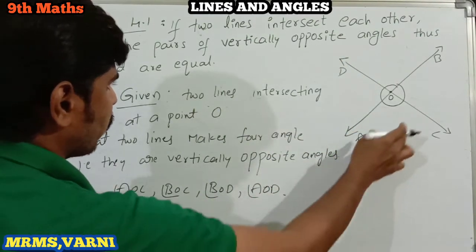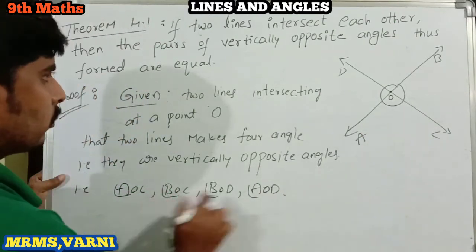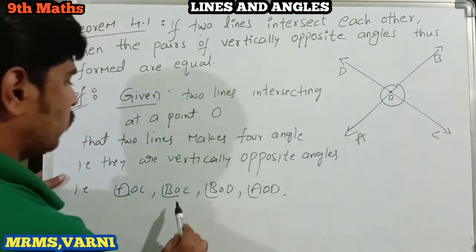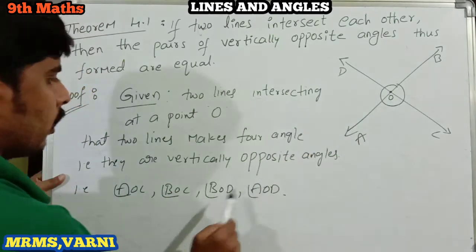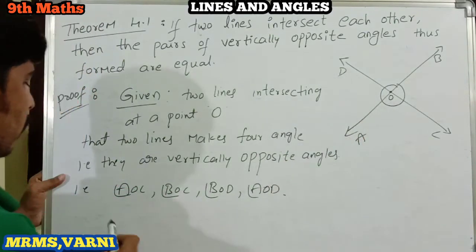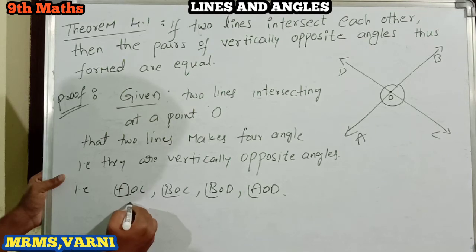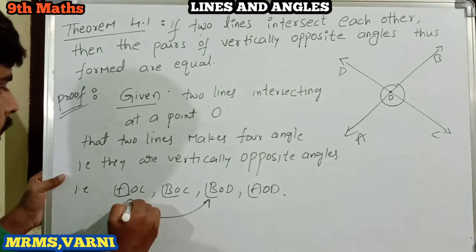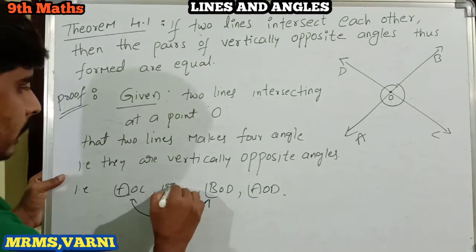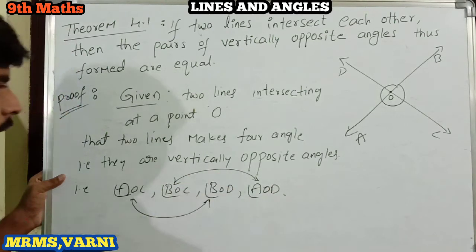I'm starting from here: AOC, BOC, BOD and AOD are four angles, and in that AOC and BOD, these two are vertically opposite angles, and these two are vertically opposite angles, isn't it?